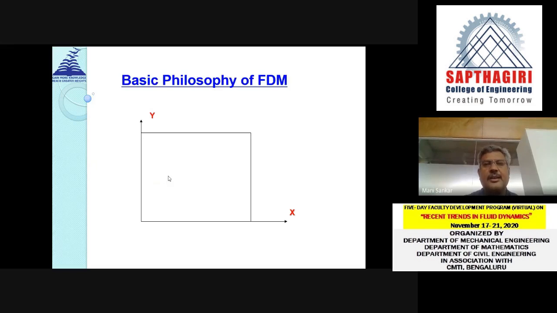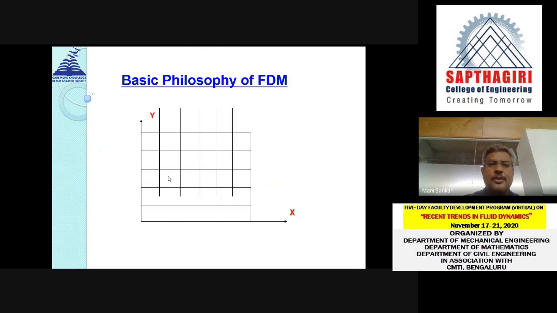So let us say this is my physical domain, in which your differential equation is defined, and I want to solve it by the finite difference method. What we do is draw lines parallel to the coordinate axes, namely x and y. The intersection points between these lines are called grid points or mesh points, and we find the solution of the given differential equation only at these points.